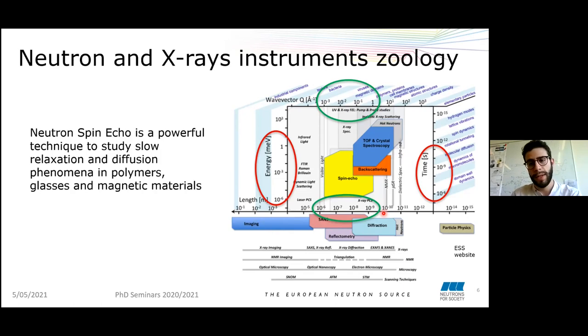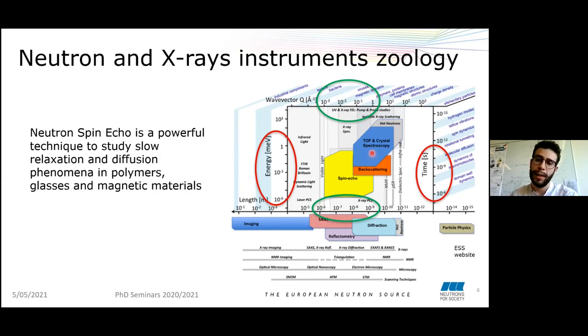Here, I want to stress also why we can reach with neutron spin echo such a good energy resolution with respect to backscattering or time of flight, because it's important to stress that in neutron spin echo, the instrument energy resolution is not linked to the loss of beam intensity.